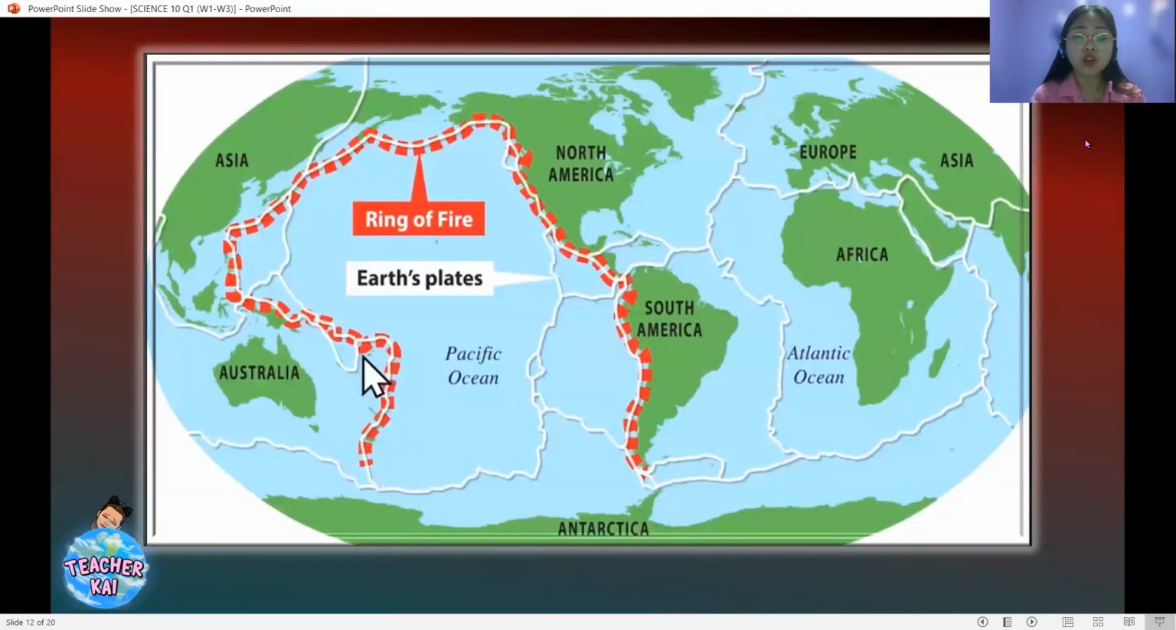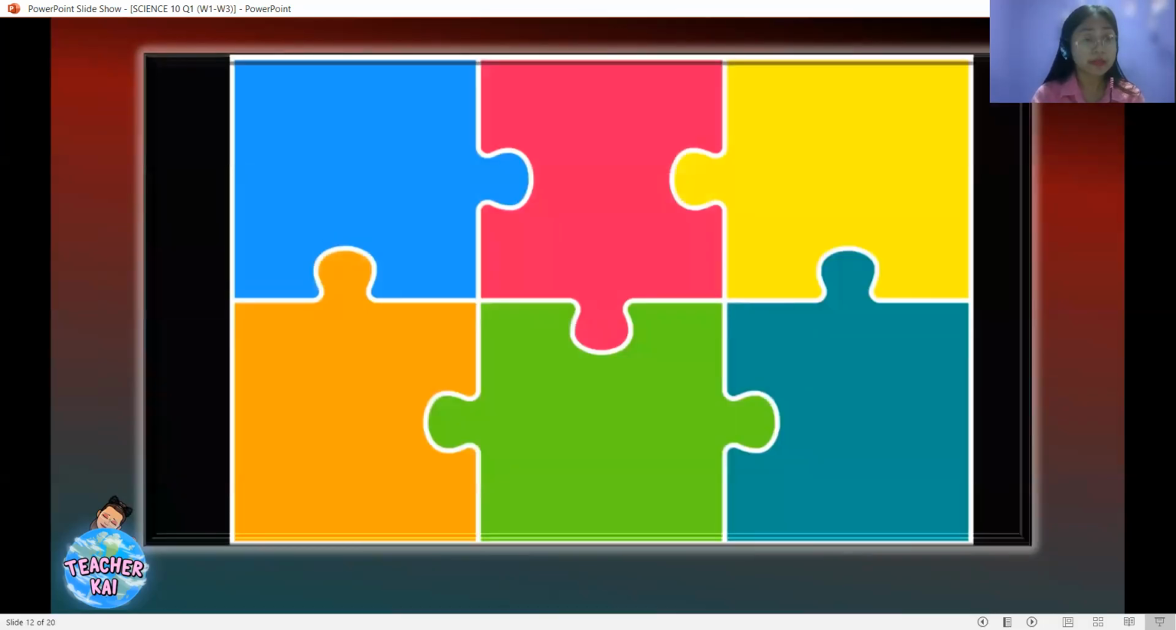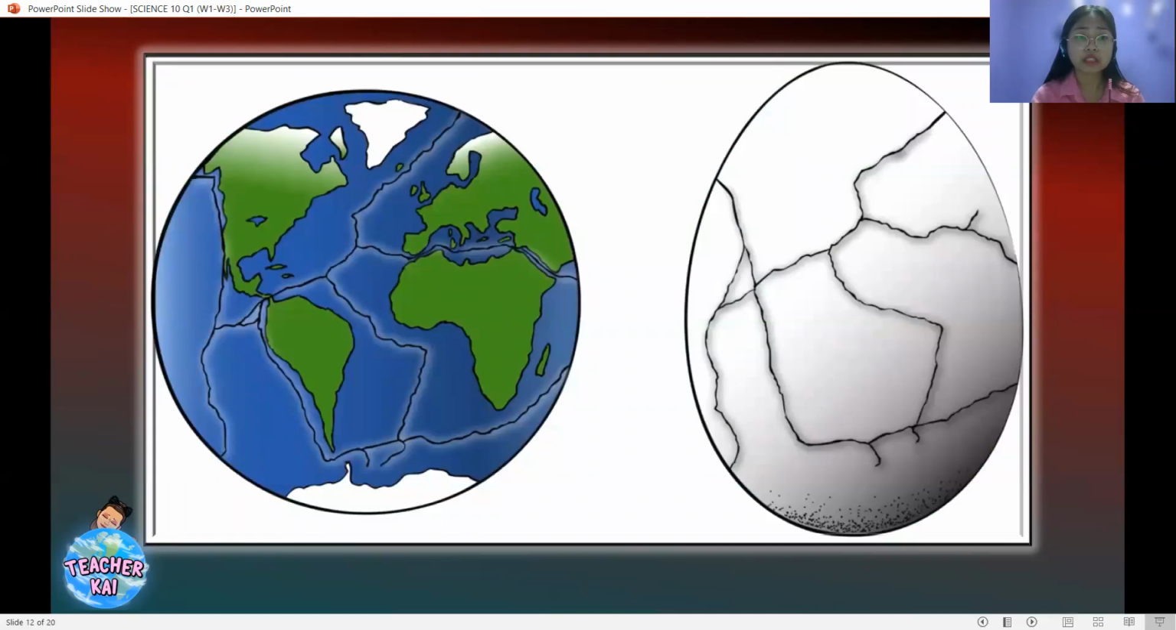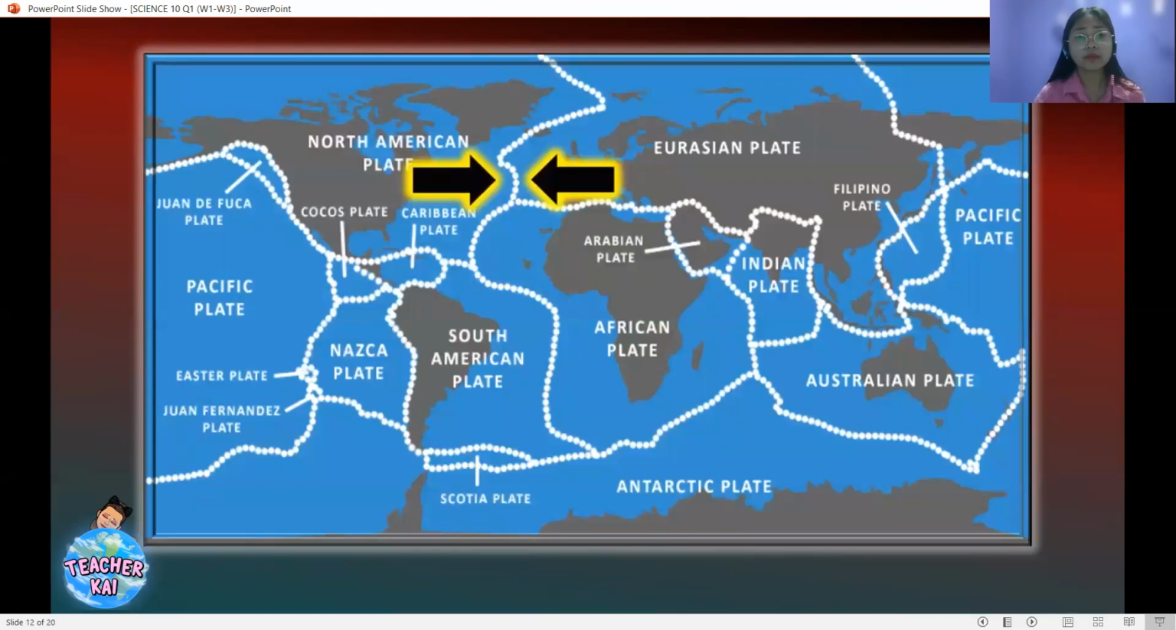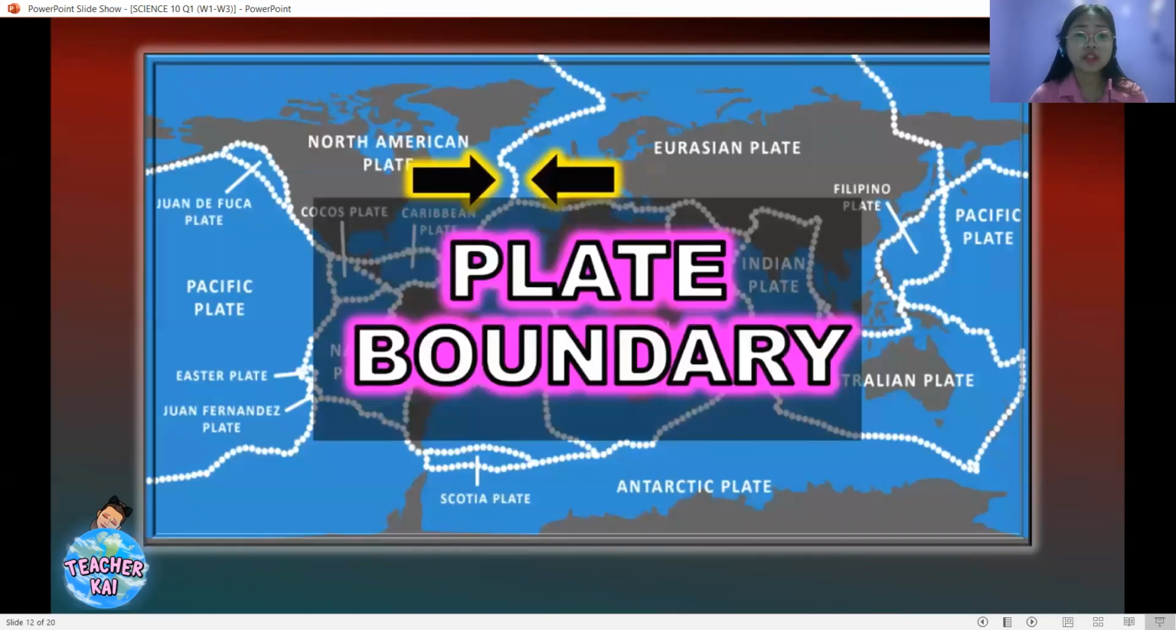Ayan yung mapa ng tectonic plates. Nakikita nyo yung Pacific Ring of Fire, nandun siya sa Pacific Plate. Kaya siya tinawag na Pacific Plate because of the Pacific Ocean. Ayan, katulad ng puzzle sa jigsaw, meron silang boundaries. Kumbaga sa itlog, meron silang crack. Ayan, yung nasa white na nasa pagitan, yan ang boundary. Ganon din sa tectonic plates. Ang tawag sa mga boundary na yon ay plate boundary. Okay?